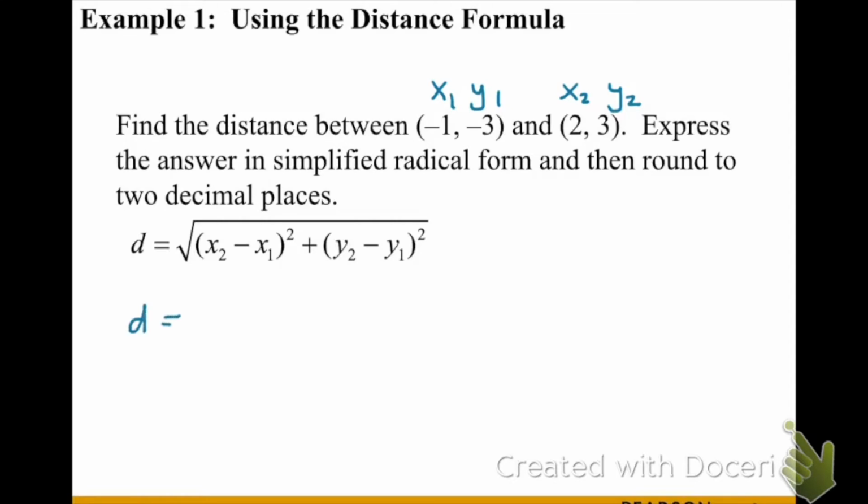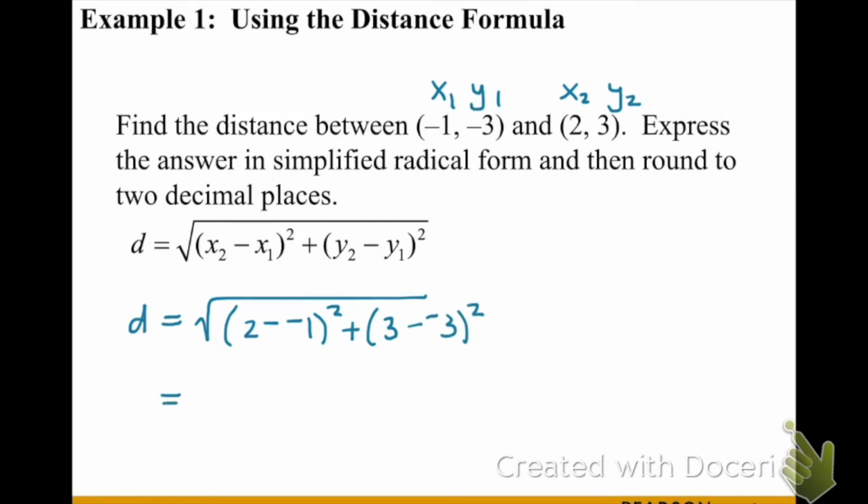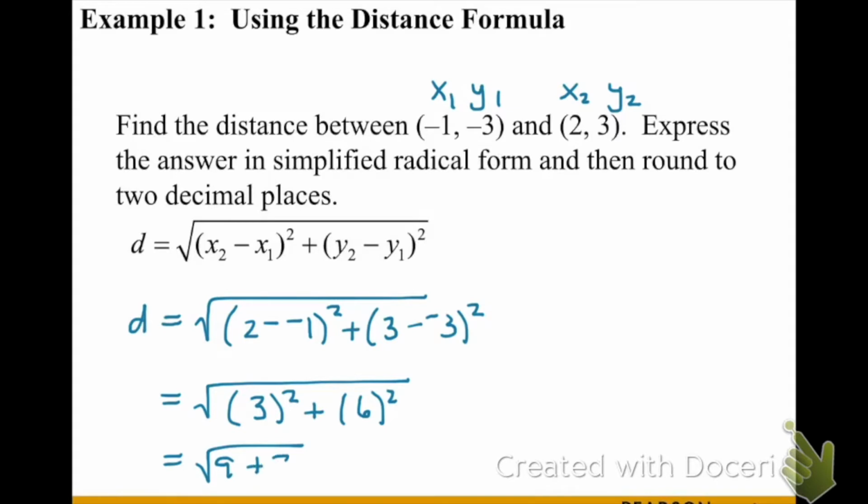So for example, if we're going to set up this formula, we're going to take the difference in the x's, or 2 minus -1 squared, plus the difference in the y's, 3 minus -3 squared. If I simplify that, we'll get 2 plus 1, which is 3, and then 3 plus 3, which is 6. From there, using the order of operations, we square both of those, giving us 9 and 36. Then we add those together to get the square root of 45.